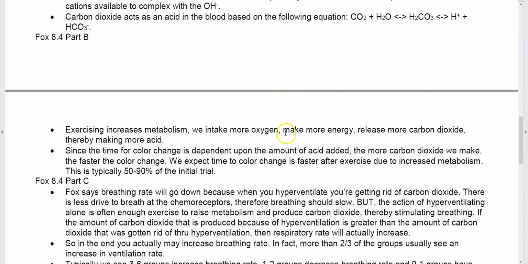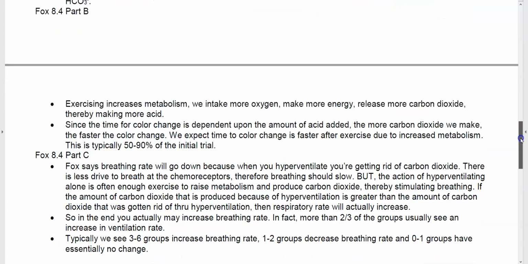In B, we looked at the change in metabolism and how that affects CO2. And the way we did that is we had people make a basic solution with an indicator called phenolphthalein. And phenolphthalein is a pink indicator in a basic solution.